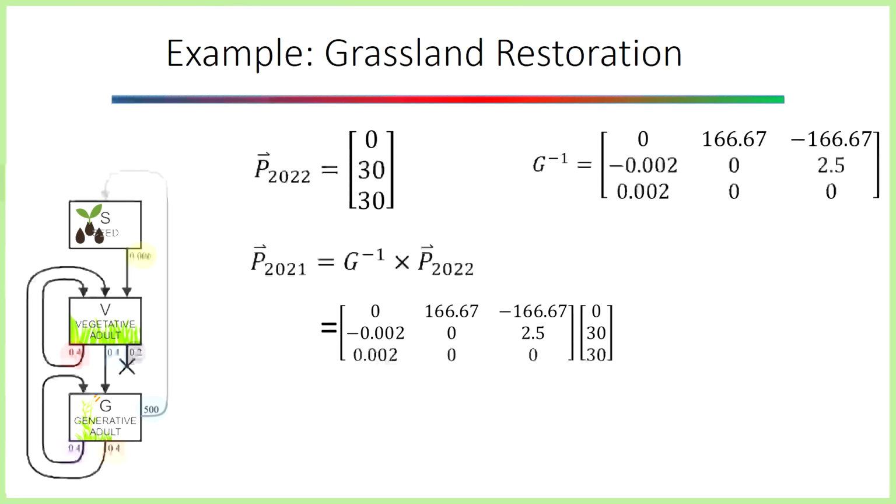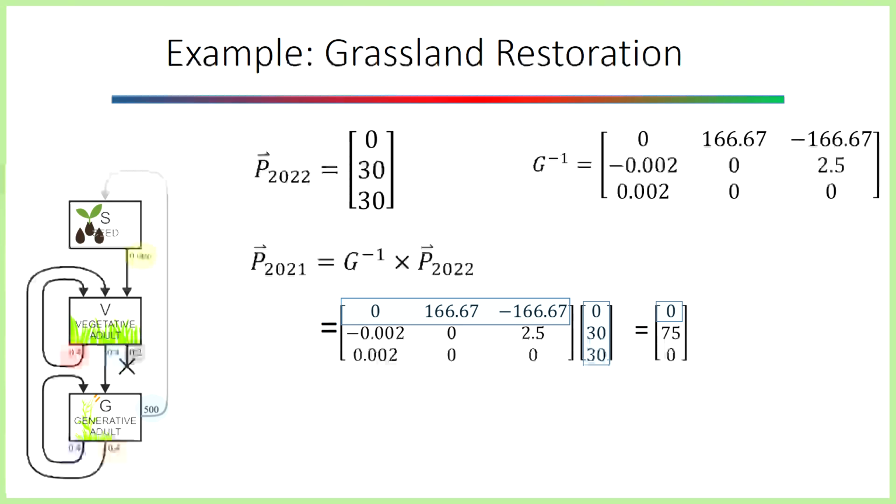We then calculate our first element as the dot product of the first row and the only column, and this is 0 plus 166.67 times 30 plus negative 166.67 times 30. So of course it is equal to 0.